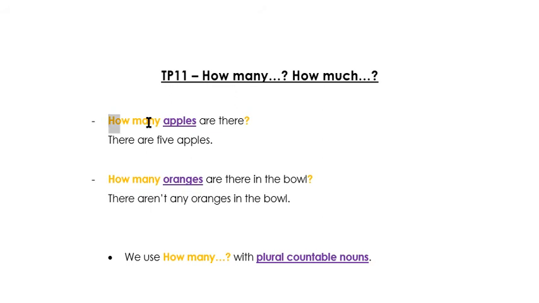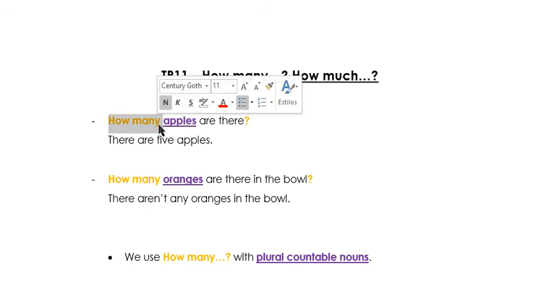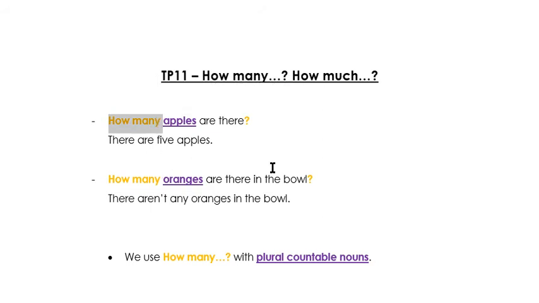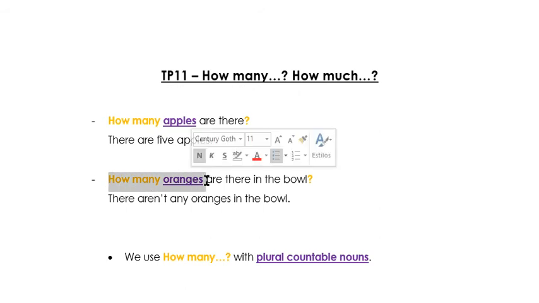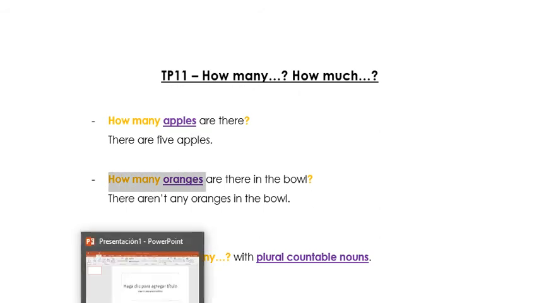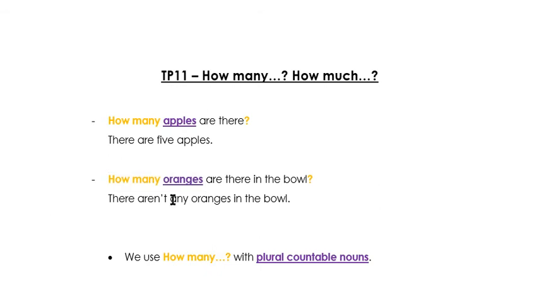Okay, here we have how many. How many means in Spanish cuántas, o cuántos. For example here, ¿cuántas manzanas hay? Y para responder, si yo quiero responder, there are 5 apples. How many oranges? ¿Cuántas naranjas are there in the bowl? There aren't any oranges in the bowl. No hay ninguna naranja en el bowl.